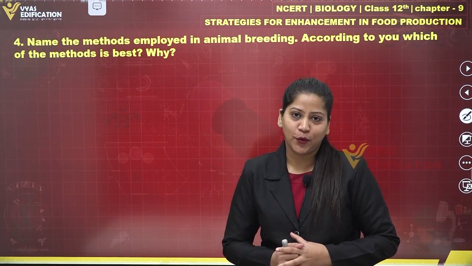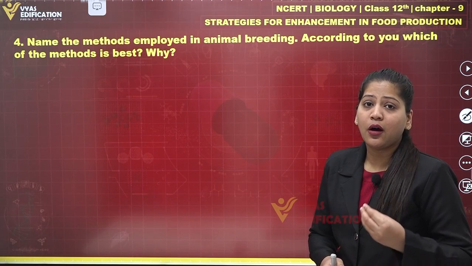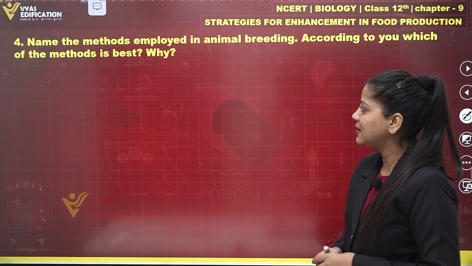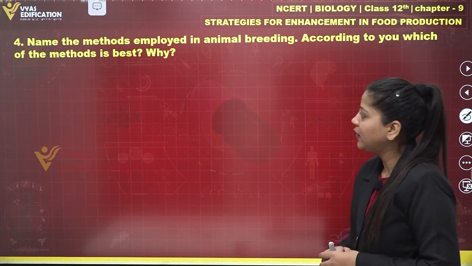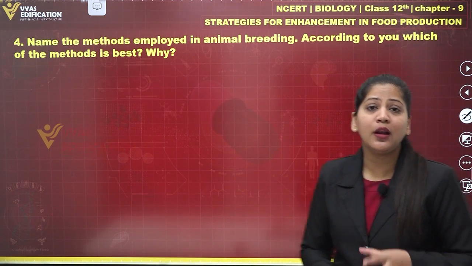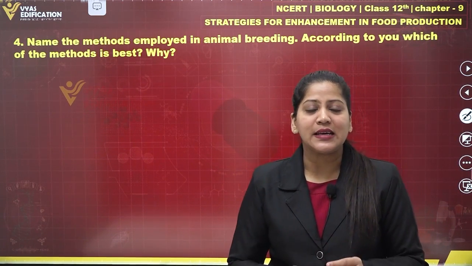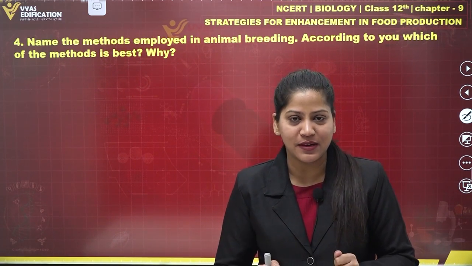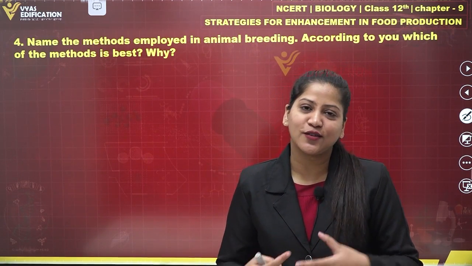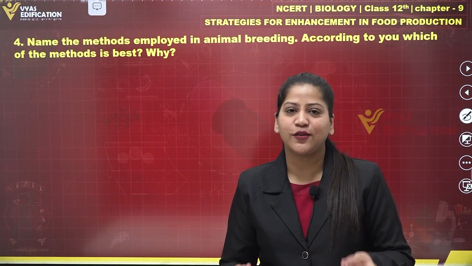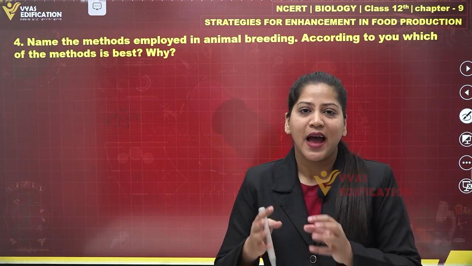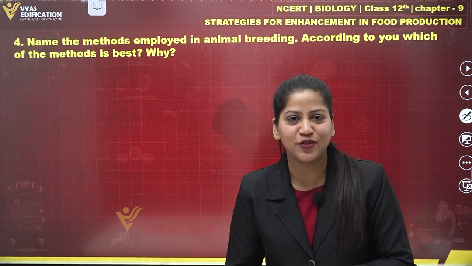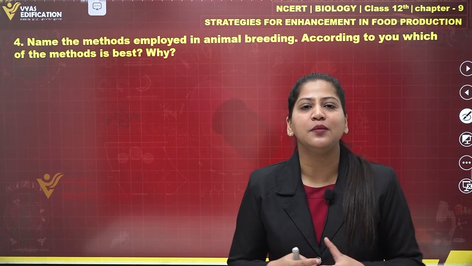Now let's talk about question number 4. This question is asking to name the methods employed in animal breeding. According to you, which of the methods is best and why? So if we talk about the methods employed in animal breeding, first of all, what is animal breeding? Animal breeding is the mating of closely related animals of the same species or breed, or of different breeds of the same species. So what is animal breeding? Animal breeding means the mating of closely related animals of the same species or breed, or of different breeds of the same species.